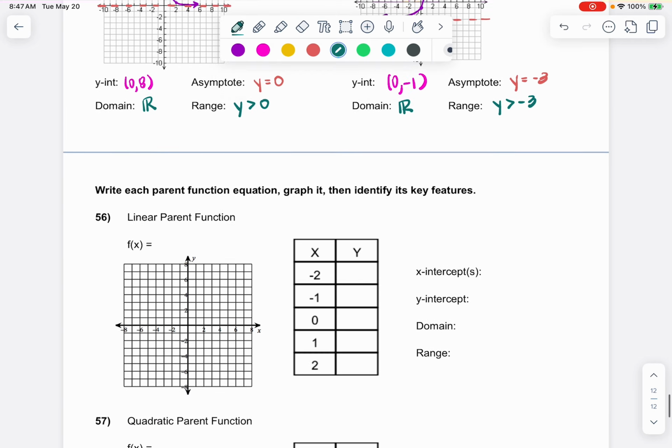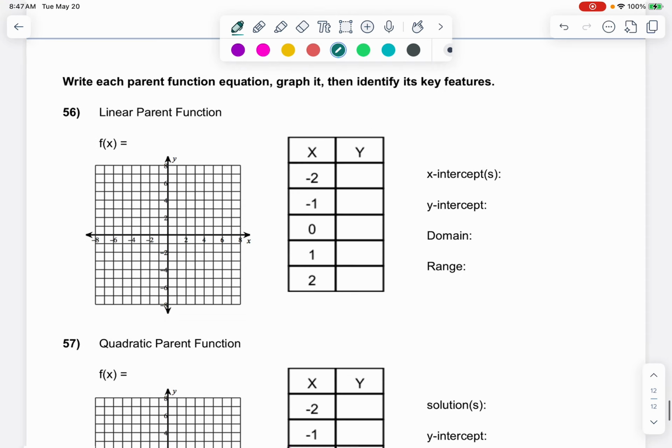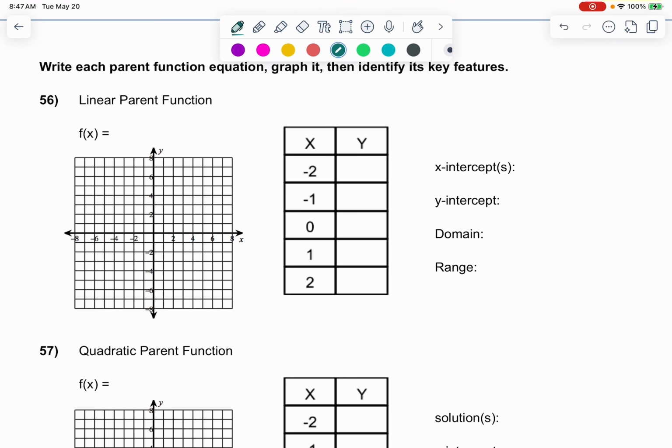All right, the last page is just practicing graphing the 3 parent functions that we learned this year. This is on your final exam, and some of these you have to do by hand. So you want to make sure that you know your 3 parent functions. So let's just go through those really quick.